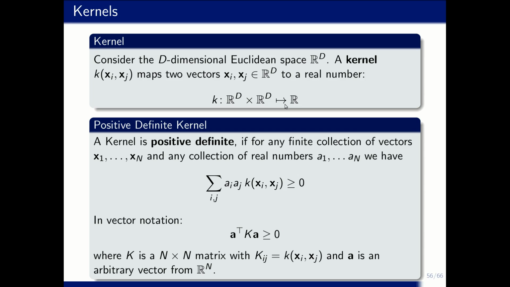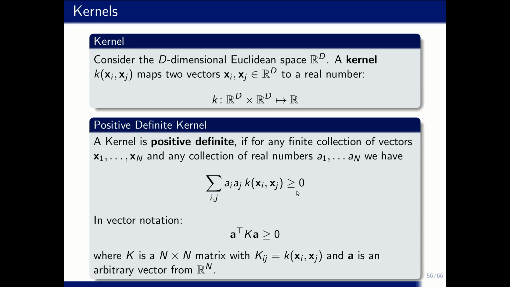And now a kernel might have a property called positive definiteness, which is defined as follows. A kernel is positive definite if for any finite collection of vectors, so essentially any finite data set, arbitrary data sets, but finite ones, and any collection of real numbers a1 to an, this inequality holds. It's this double sum, ai, aj, and the kernel evaluated for the ith and jth training example, and this must be larger or equal than 0.